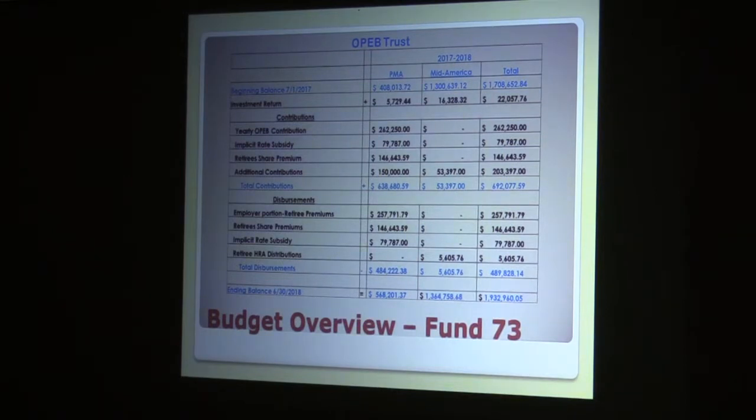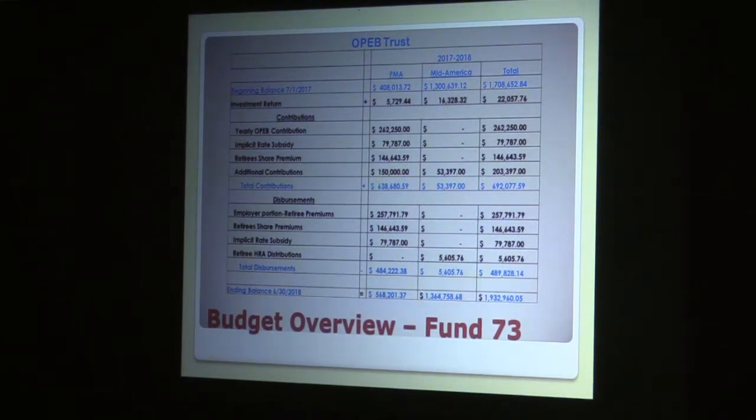Okay, this one is a little complicated sheet. We have a Fund 73 trust for OPEB. And because we have a Fund 73 trust, I'm required to talk about it at the budget hearing. There are two portions in that Fund 73 trust. One is going to be a defined contribution, and one is going to be a defined benefit. The defined benefit were teachers that retired with post-retirement health insurance. And that's in the first column under PMA. PMA manages that account, and it's something that we no longer offer.